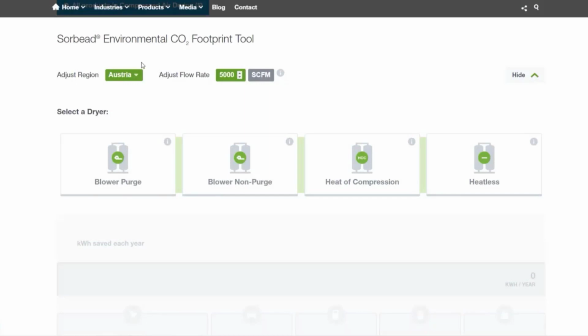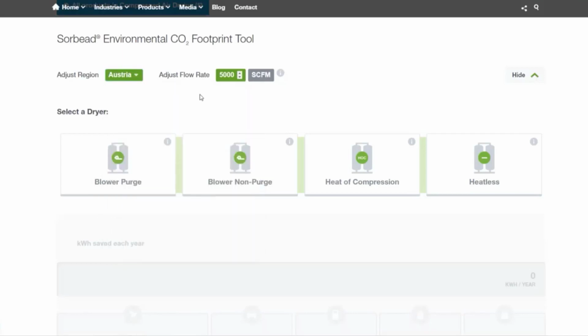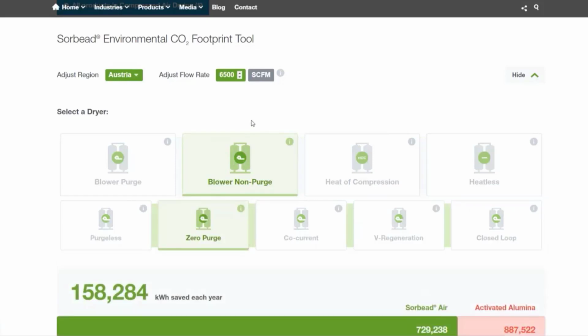First, specific countries are selected from the global list that covers Europe, Asia, and Americas. Here is an example, let's select Austria. Next, the dryer flow rate is chosen, and we would pick 6500 SCFM. The next step is to select the dryer type. All major dryer types, along with subtypes, are presented in the tool, allowing the customer to select the dryer most relevant to their needs. Here we select blower non-purge, zero-purge system, which is most commonly used in the marketplace.